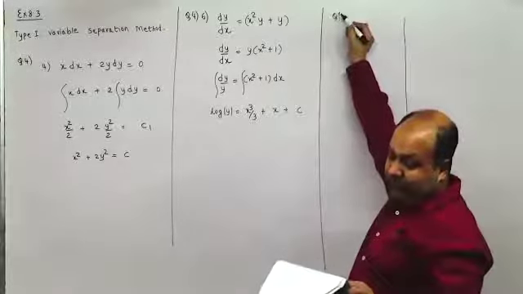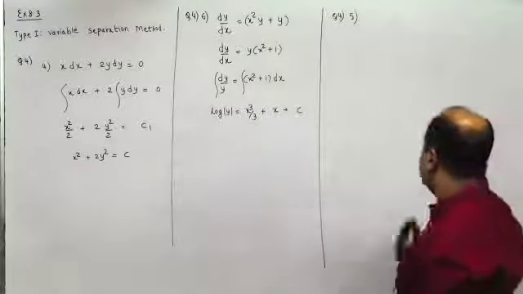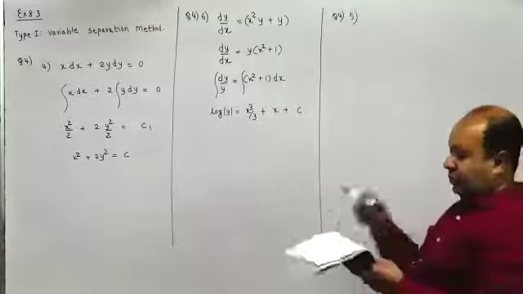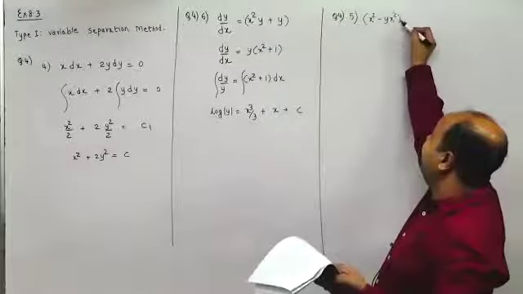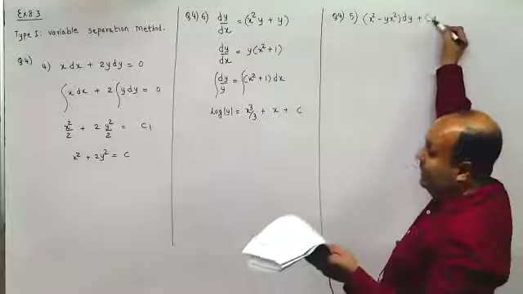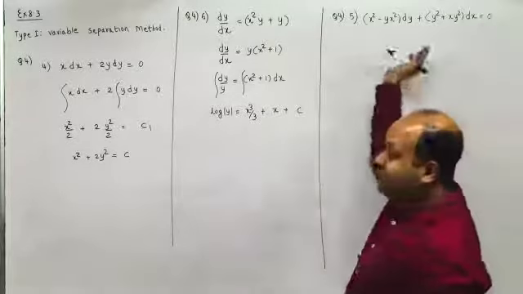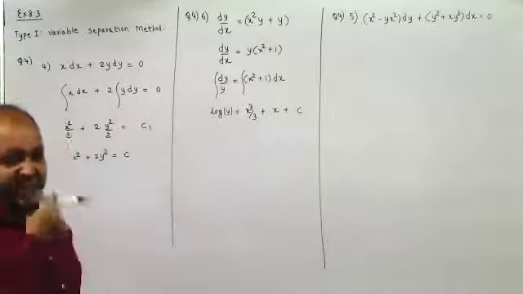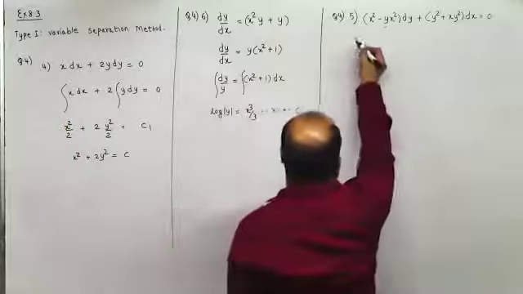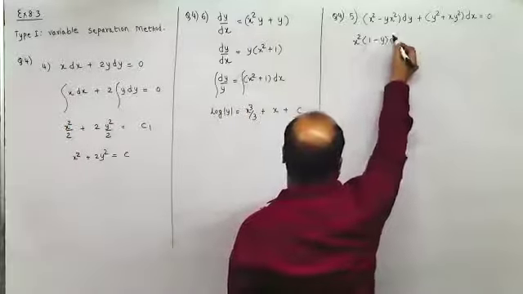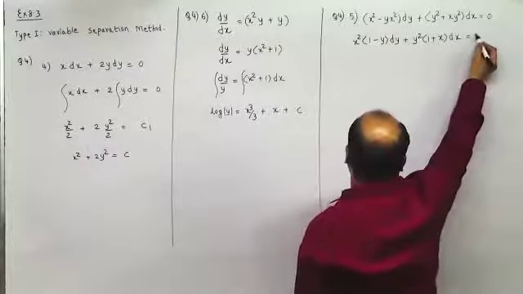Question number 4, the 5th part. x square minus yx square dy plus y square plus xy square dx equal to 0. I'll first try and segregate the x and y terms. I'll bring x and dx together. I'll bring y and dy together. So what I can do over here is take x square common. I'll get 1 minus y dy plus y square common. I'll get 1 plus x dx equal to 0.